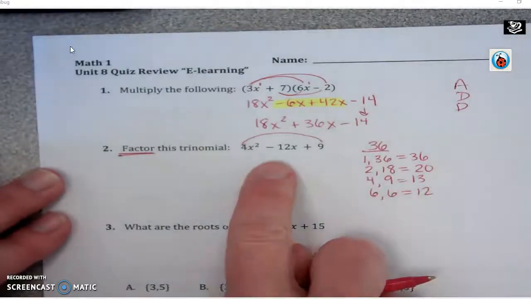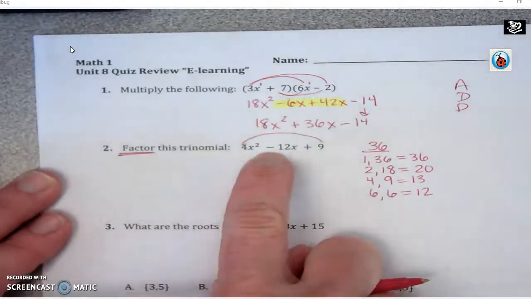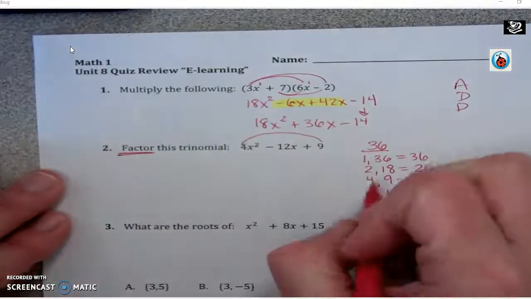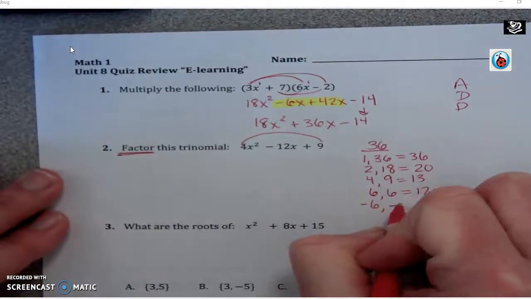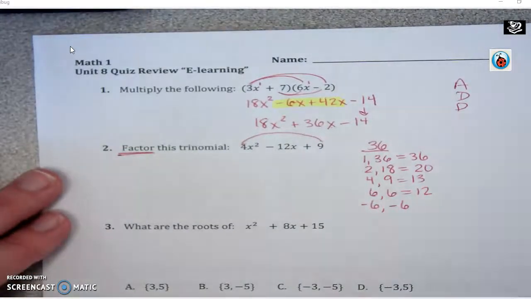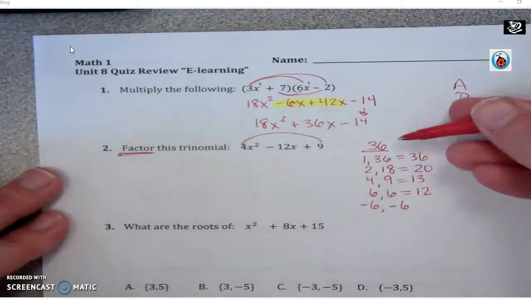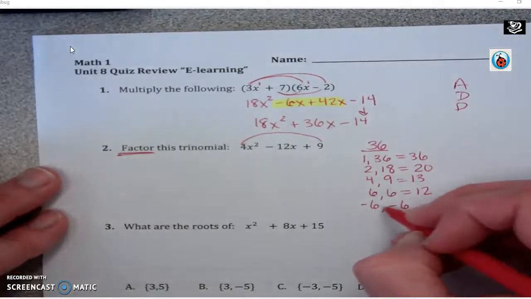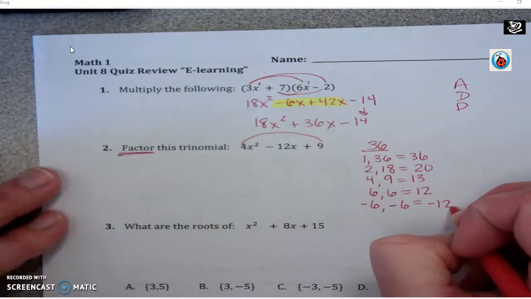I am looking for negative 12. This is a positive 12. So I need negative 6 and negative 6. And negative times a negative is a positive, but when you add them, it does give you negative 12.